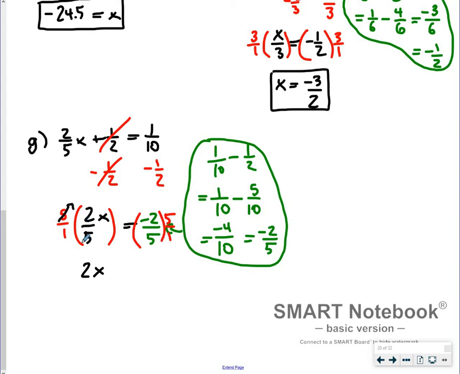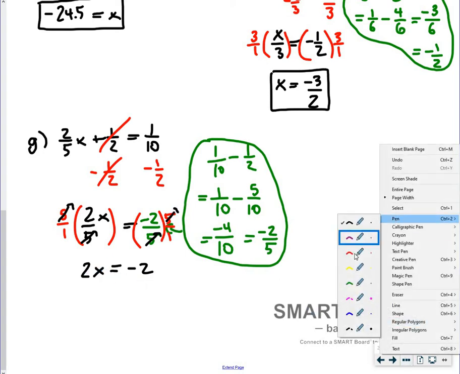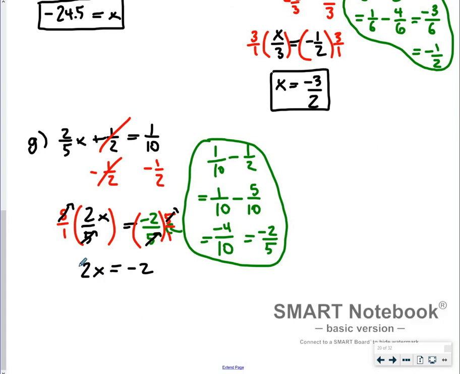So essentially these two divide out. 5 divided by 5 is 1. And on the right side, I get -10/5, which would be -2. So essentially those divide out. And simple enough remaining, 2x equals -2. Divide both sides by 2, and I get x equals -1. So x equals -1.